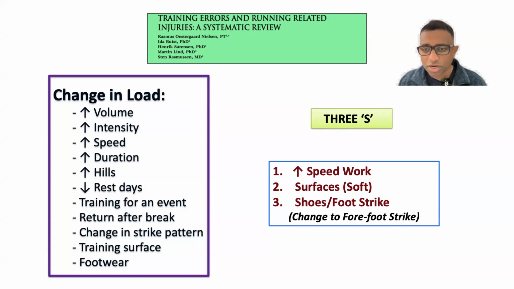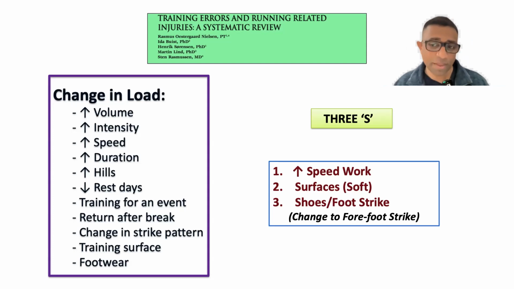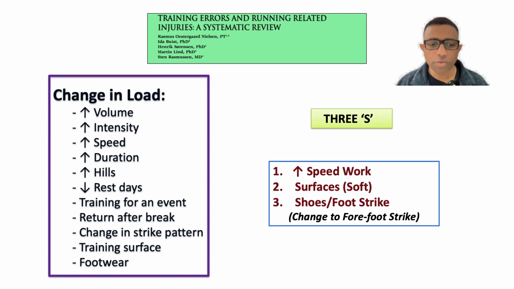So with runners, the two key areas which we don't want to miss is previous injury. Have they had Achilles pain before, or have they had any recent spike in training volume or surfaces, or are they doing a lot of trail running, or more softer surfaces, or change of shoes or foot strike? And when we talk about change in load, we're talking about volume, intensity, speed, duration, hills, and things like that.